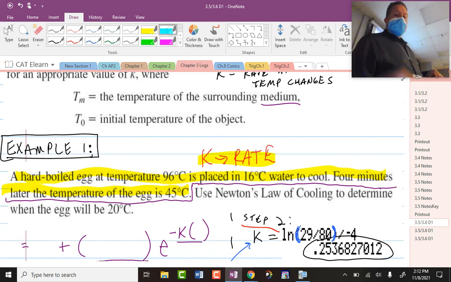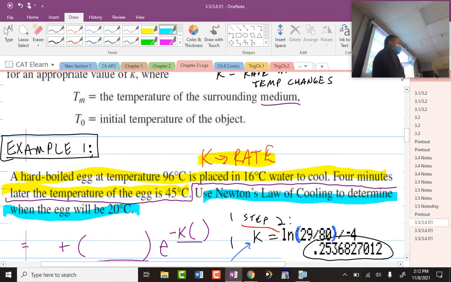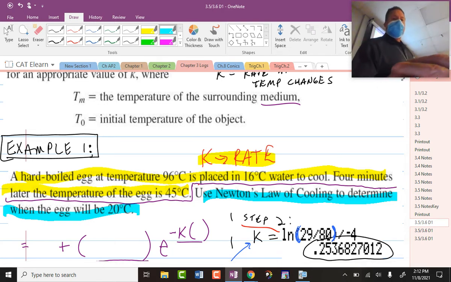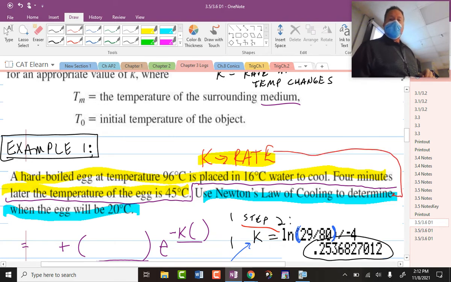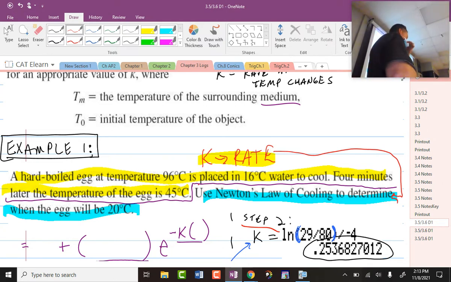Then use Newton's law of cooling to determine when the egg will be 20 degrees. That's a second separate question, which we're going to use this K that we got in order to solve. So there's 2 parts to this, right? And as a person that can read and understand, hopefully you get that. But first of all, I remember back in the day this caused a problem, the way they worded these.